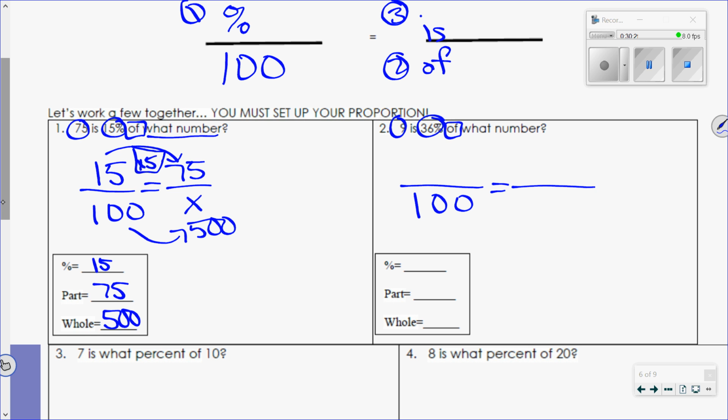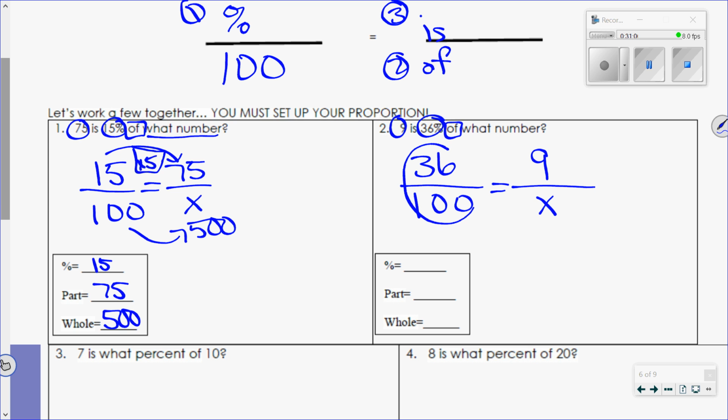Do I know my percent? What is it, Isaiah? 36. So what goes over 100? 36. Does that make sense to you? Good. What is right after of? What's right after of? So do I know my of? So what do I put there? Variable. So what number is left?